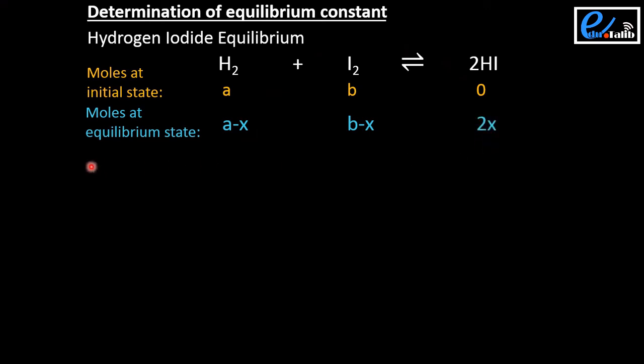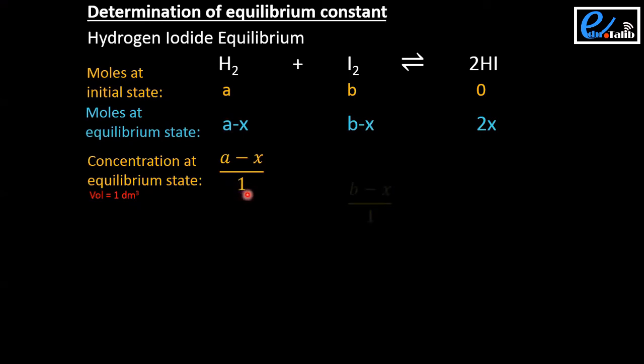Now we have to proceed to the concentration at the equilibrium state. While we are talking about concentration, we need to know the volume, which is 1 dm cube. So putting in all the values, the moles divided by the volume, which is 1, and the same for the others. So these are all the concentrations at equilibrium.